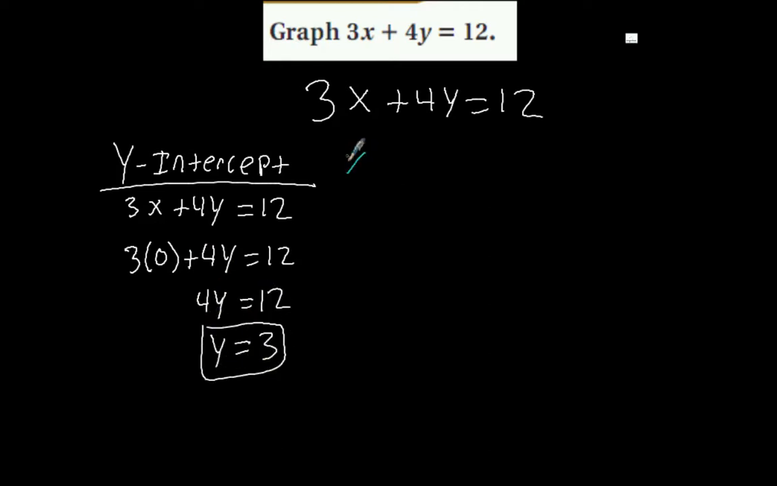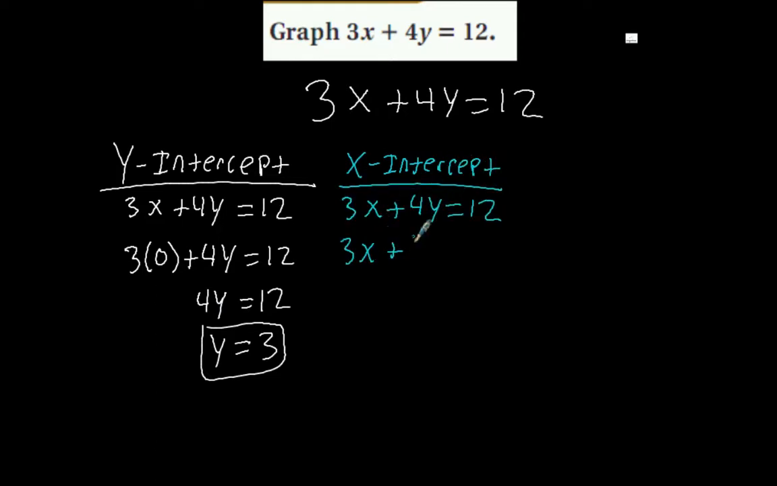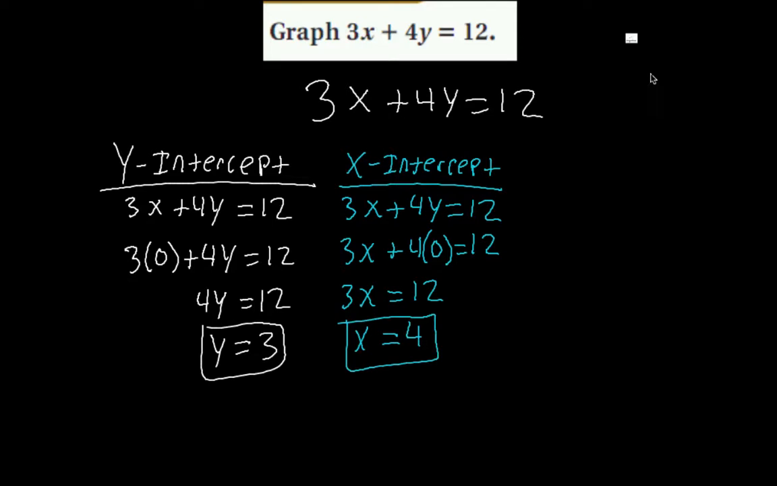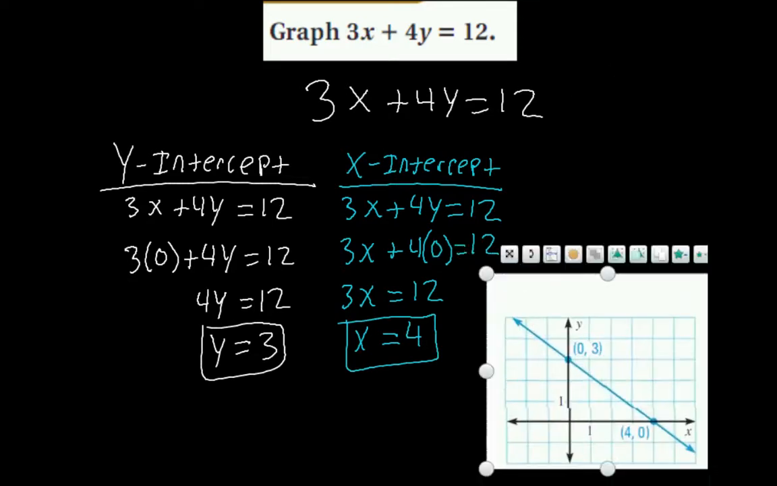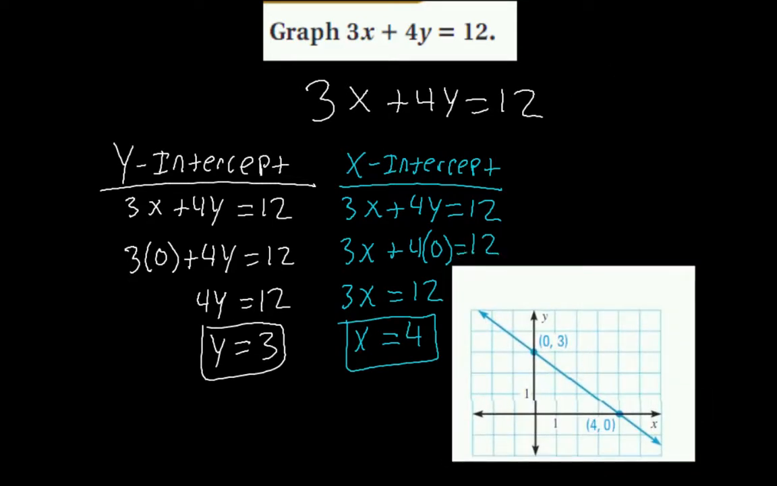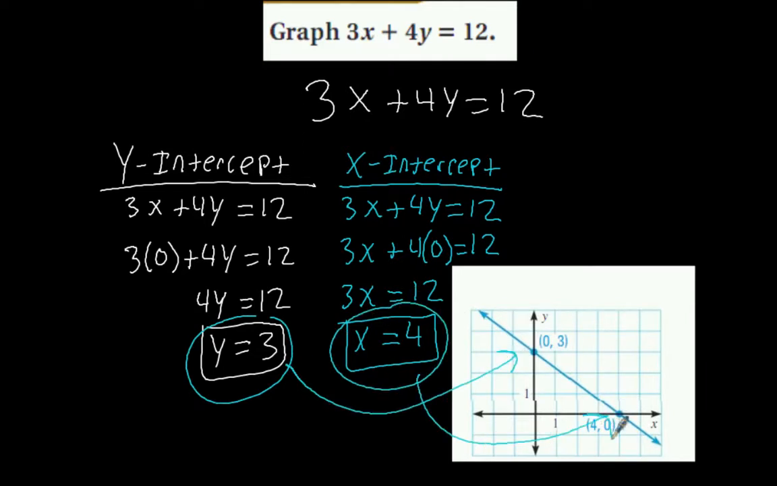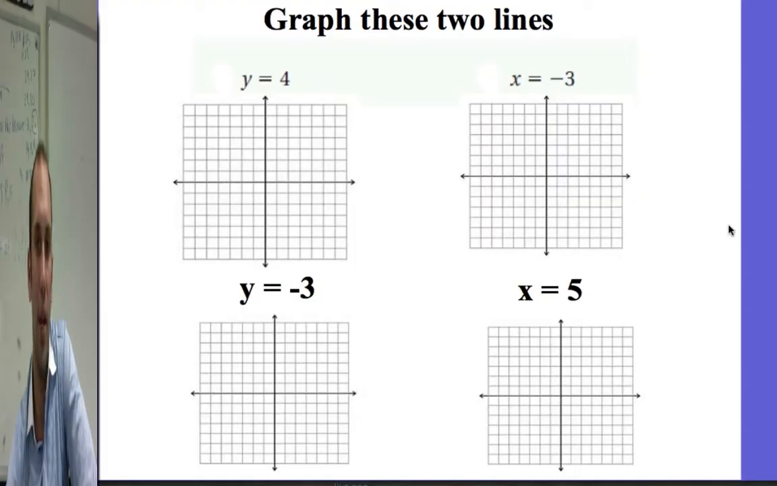Next, we find the x-intercept. With the x-intercept, we make y 0. So we'll make y 0 here. And we get x ends up being 4. So we have 3 and 4. But notice, look at the graph. Where does the graph cross the y-axis? At 3. Where does it cross the x-axis? At 4.